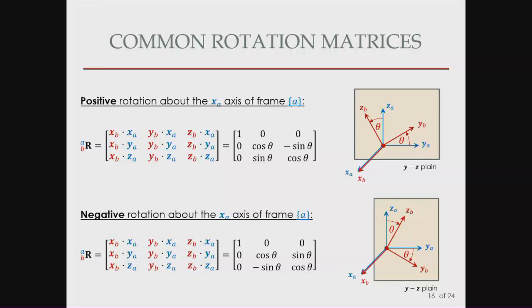Let's take another component. Let's take, say, this minus sine theta. So ZB dot YA. ZB and YA. What is the angle between these two? I have 90 plus theta. So cosine of 90 plus theta becomes minus sine theta. You can calculate that, all right?